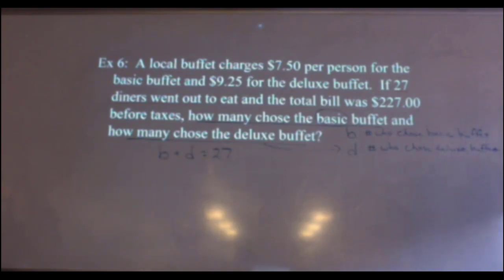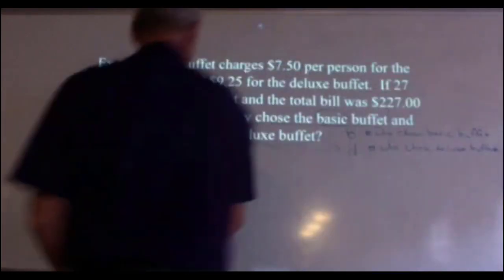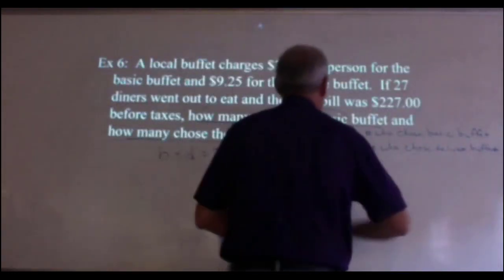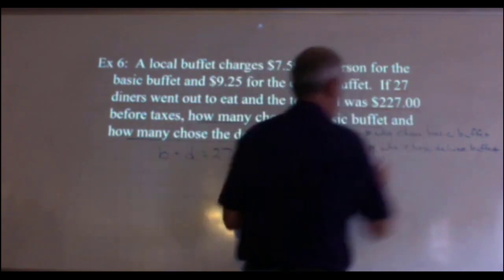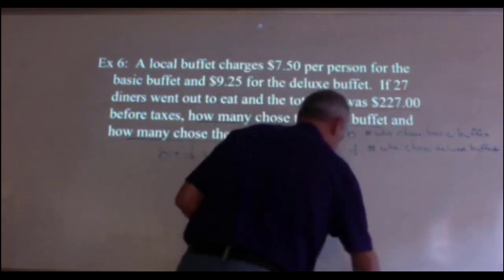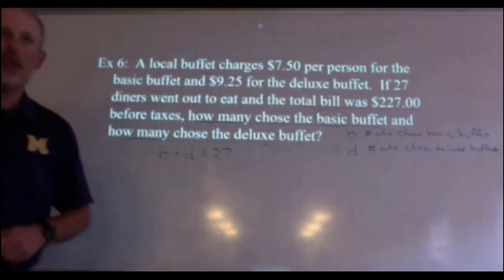5, because I've got to buy it for each of us, right? So it's the price times how many people. Does that make sense? So now let's go to the money equation. Here's the money equation. It says the total bill was $227. That make sense?